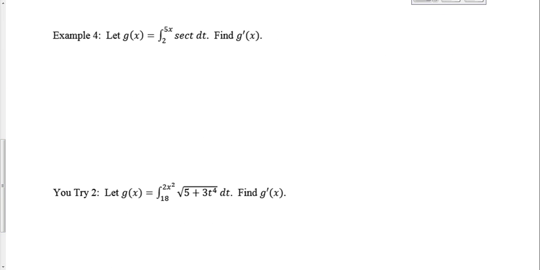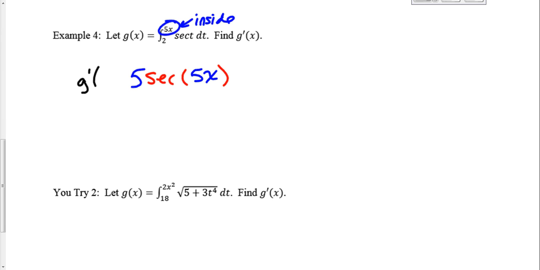So I'm going to do one more example. And this one I'm going to use the property. I don't know the antiderivative of secant t, and you don't either. So that means we have to use the property. So my derivative is going to be secant of something. That something is 5x. And then I need to multiply by the derivative of my new inside. My new inside is your 5x, which means I multiply by a 5. So this is going to be your g prime of x.